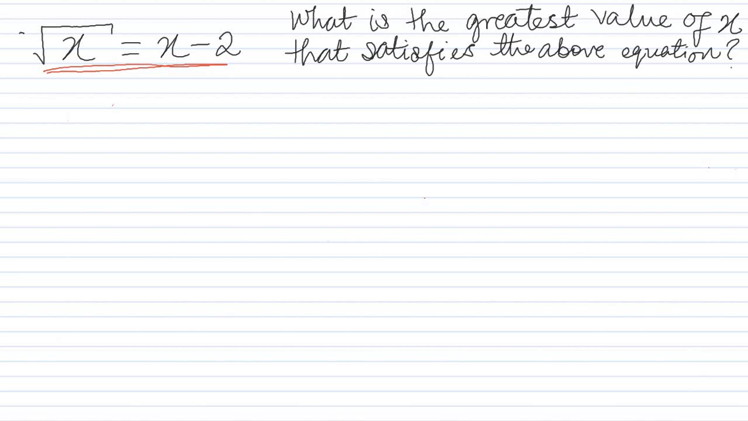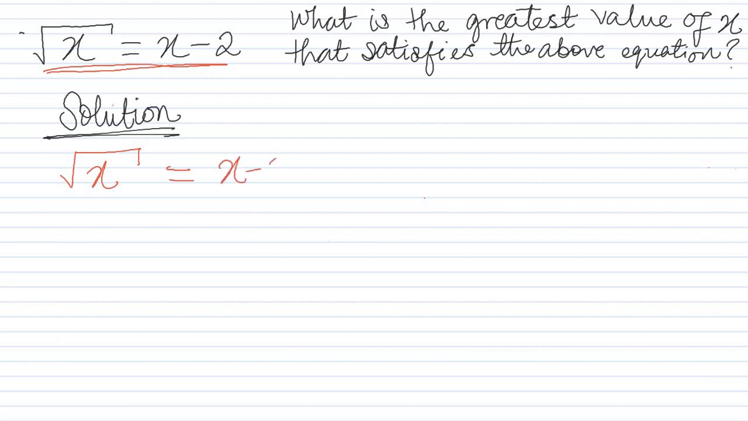So when you have a question like this where you have different exponents, at least this particular question, the way you solve this is just for you to square both sides of the equation. So you have the square root of x equals x minus 2. We're going to square this side and square this side.